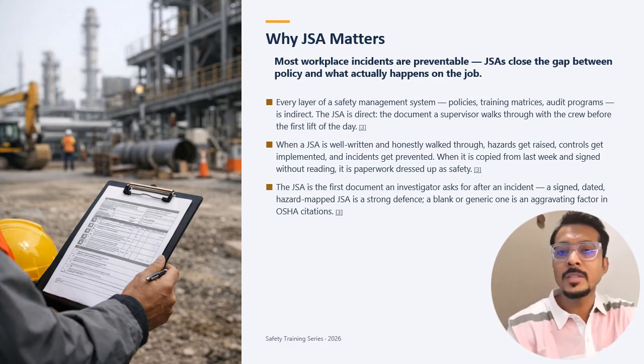So in every layer of the safety management system, policy, training, metrics, audit programs, and incident investigation, the JSA is the direct link. The document is worked through by a supervisor with the crew before the first lift of the day. When the JSA is well written and honestly walked through, hazards get raised, controls get implemented, and incidents get prevented. When it is copied from last week and signed without reading, it is basically just paperwork.